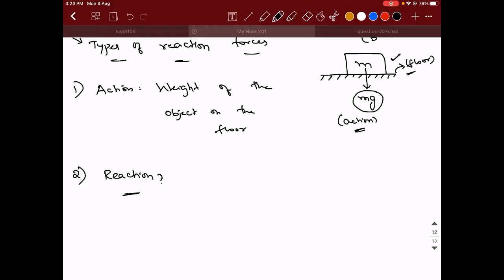Because let's say you keep a book on your table, are you saying that the book is moving? Obviously no, right? The book is going to be at rest till you disturb it. Then what is the reaction force that is acting?